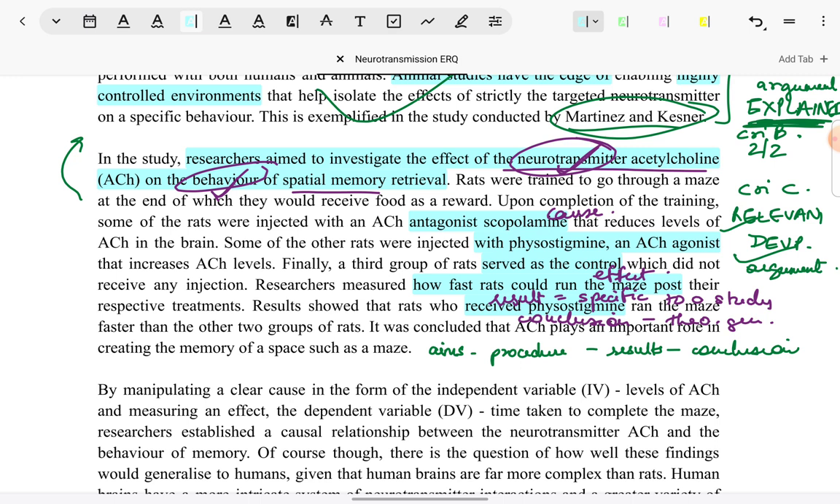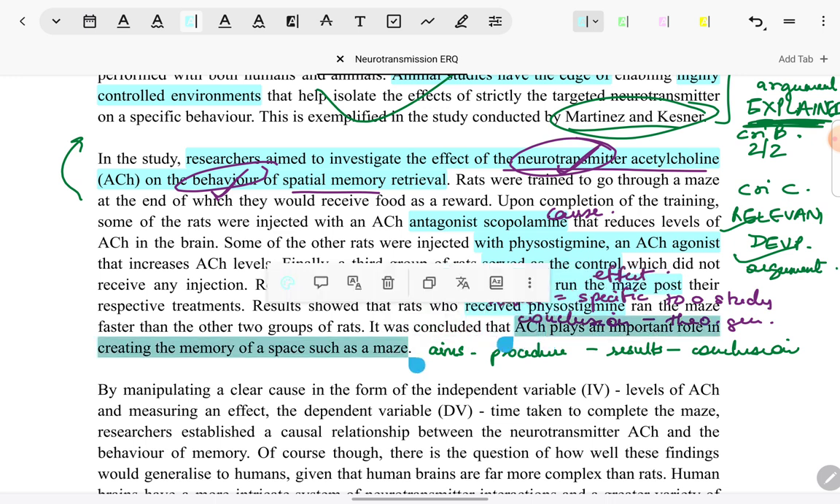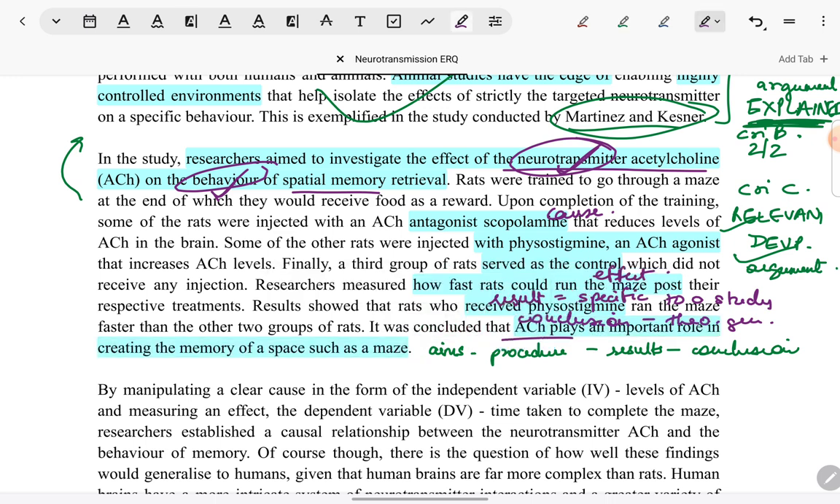So conclusion is not about the rats particularly in this study or what treatment they got. Conclusion is about how acetylcholine plays an important role in spatial memory. That is what I have written. If you're finding it a little difficult to follow this answer, I know, because in between I discuss many things, but that is my intention. I want to show you how to write the answer. I don't want you to memorize a specific answer.